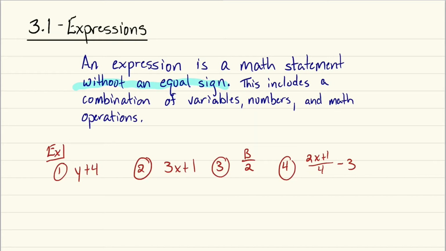With expressions, our job is to simplify everything and do what we can to make the problem as small as possible. These 4 examples don't really have anything that we can do. They just serve as 4 different versions of expressions for you to get an idea. The first one is just y plus 4. No equal sign, there's nothing to solve, there's nothing to simplify, we can't reduce anything, it just is what it is. Example number 2, 3x plus 1, a little more complicated, but still no equal sign.